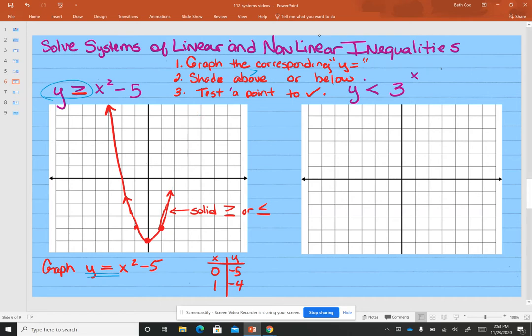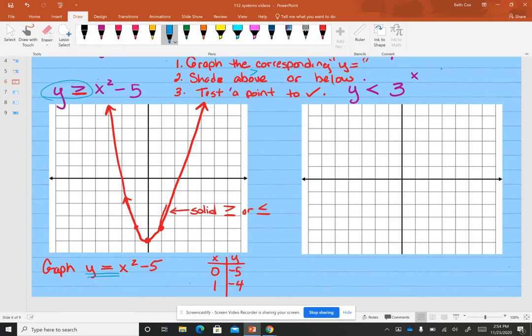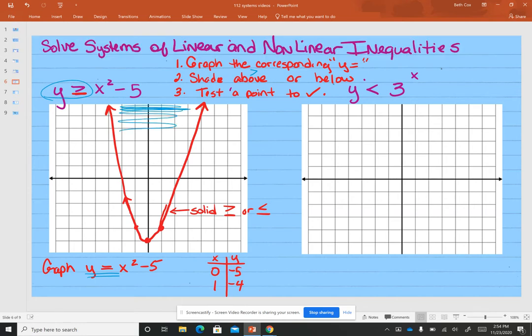That's so awful looking. Let's get my points. And there we go. And then I'm shading above the line. So that would be the y's greater. These are the higher y values. Okay. So we're going to shade above the line. Okay. If it said y is less, we would shade below the line. But this one's greater, so we're always going to shade above. Wherever we're at, we shade above.